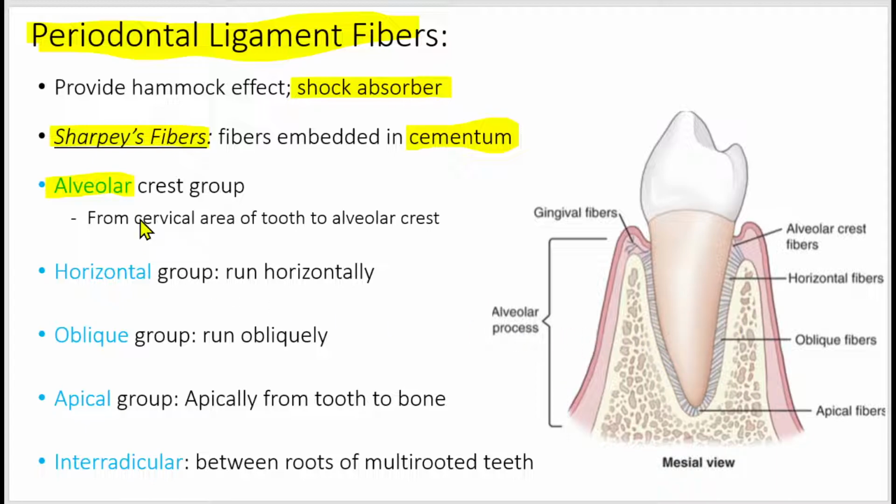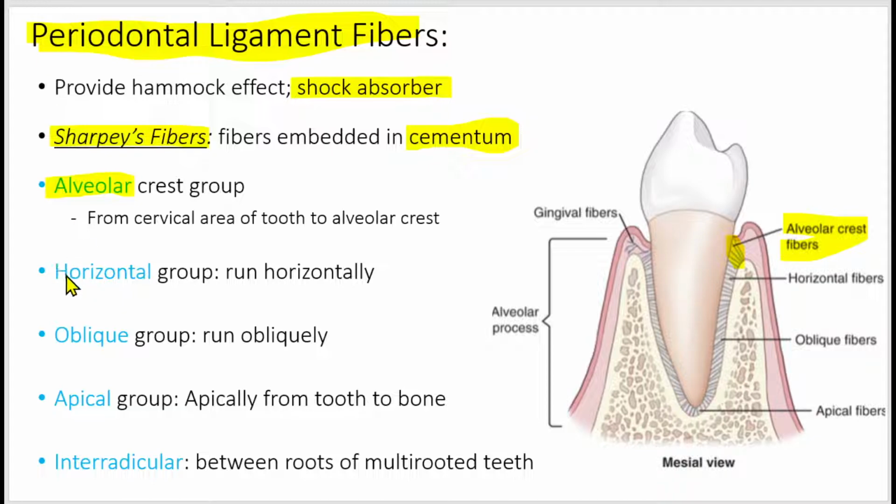So you have the alveolar crest group, and that is the cervical area around the tooth to the alveolar crest. See, this is the alveolar crest fiber. So this is the crest of the alveolar bone, right, on the top. And from the top of that, we have a group of the periodontal ligament that attaches to the tooth. We call them the alveolar crest group.